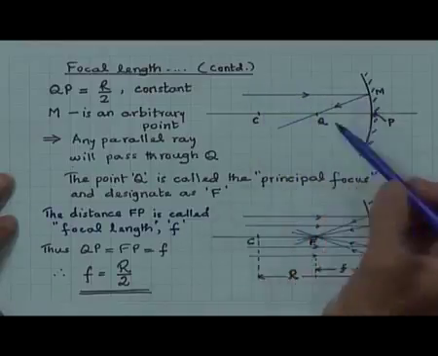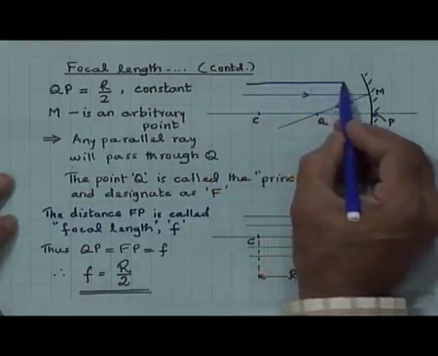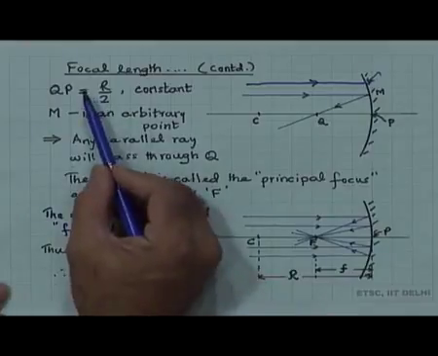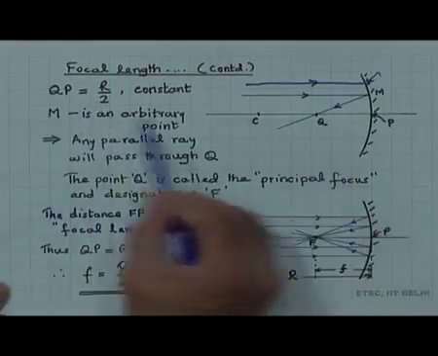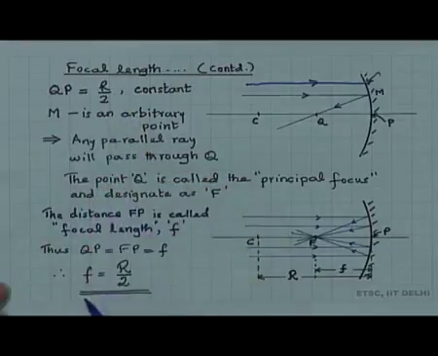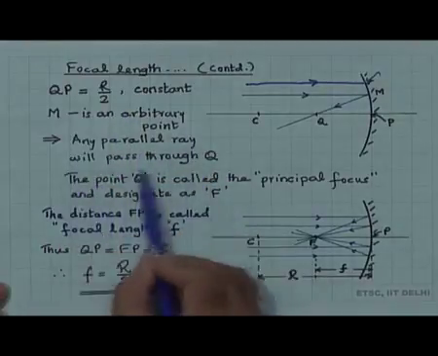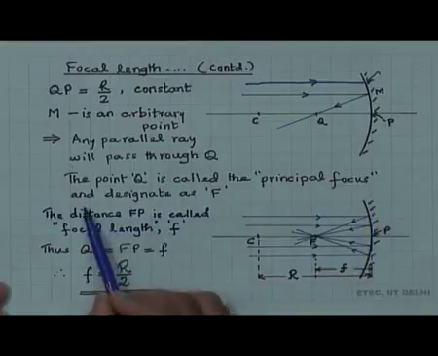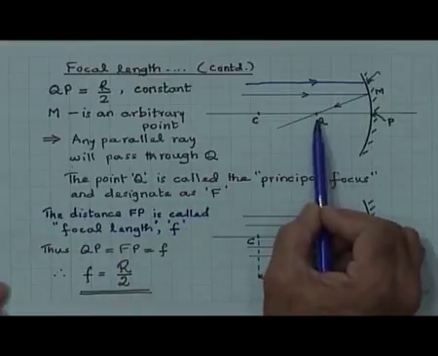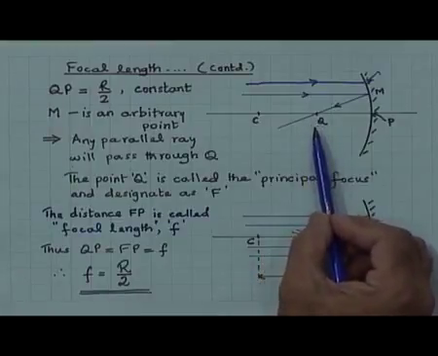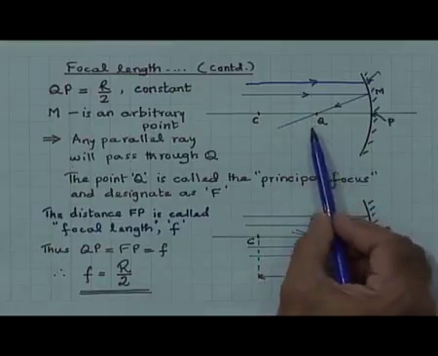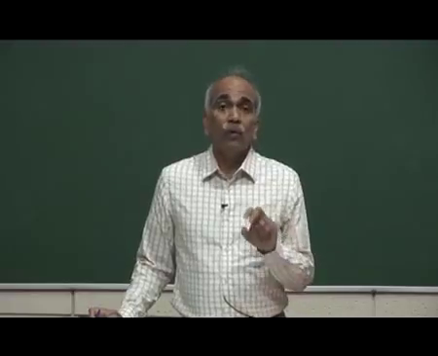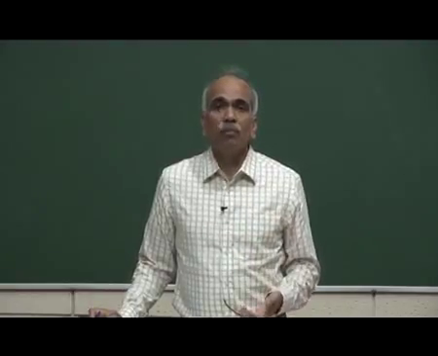Whether the parallel incident ray is here or here, that is, whether this is M, it does not matter. It simply says it will pass through a point such that QP is equal to R by 2. It means any parallel ray will pass through Q. The point Q is called the principal focus and designated as F. Initially I had taken a general point Q, but now we have shown that all parallel rays pass through the point Q, and therefore now I am calling it F, the principal focus.